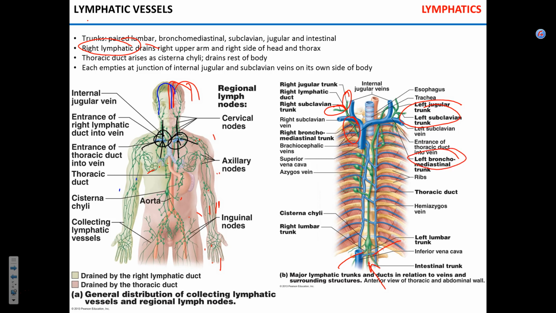Okay, so basically the idea is, as I mentioned before, trunks merge into the ducts, deliver the lymph to the ducts, ducts empty the lymph into the subclavian veins. Does that make sense?